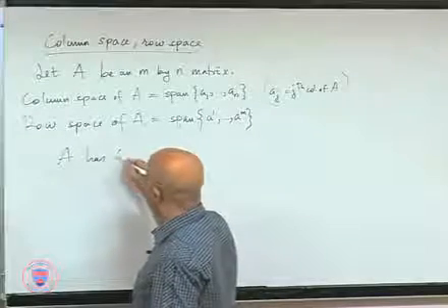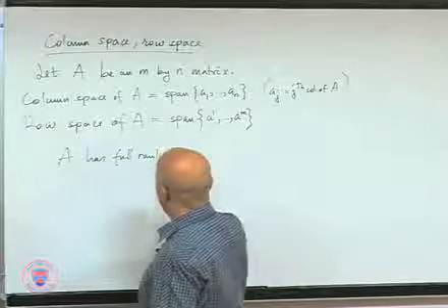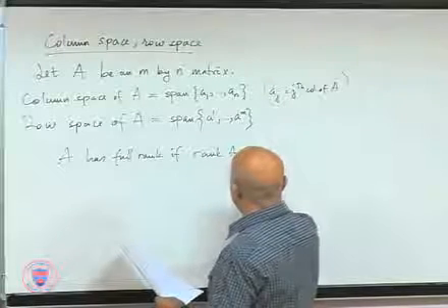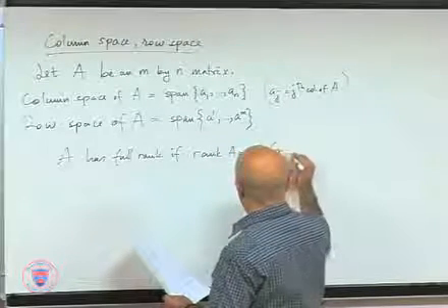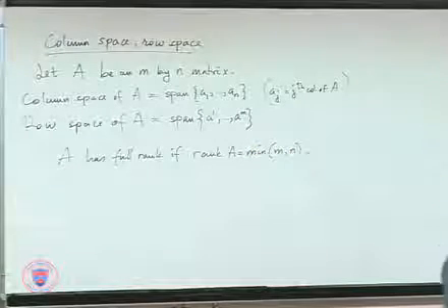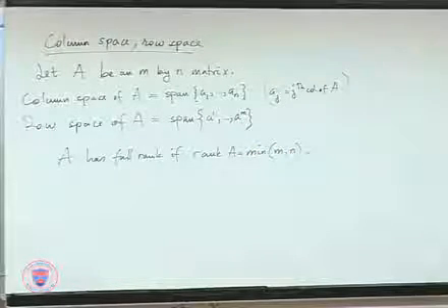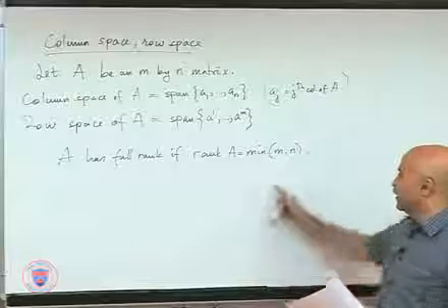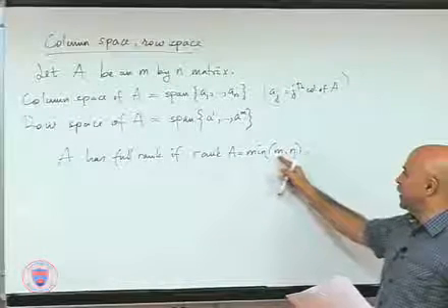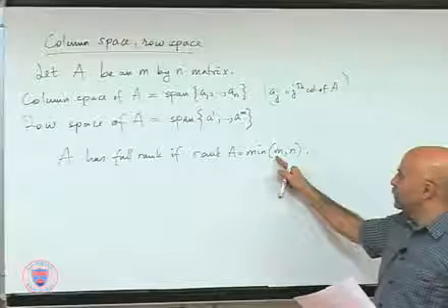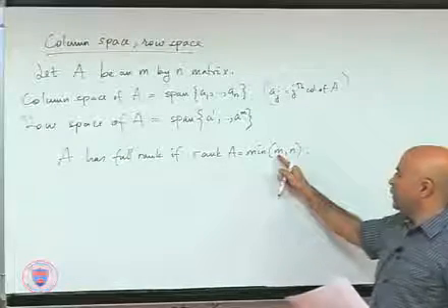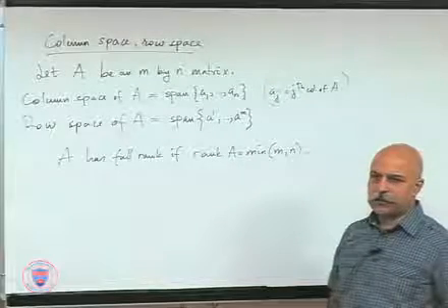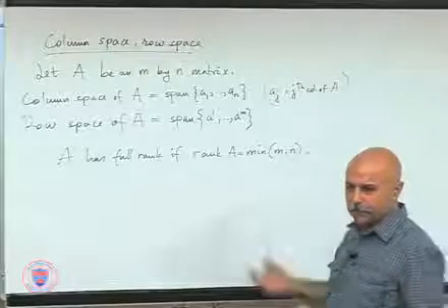A has full rank if the rank of A is the minimum of m or n. If, for example, the minimum of m and n happens to be m, then rank of A equals m, which means you have full rank. The m rows under consideration are linearly independent. Similarly for the other case.